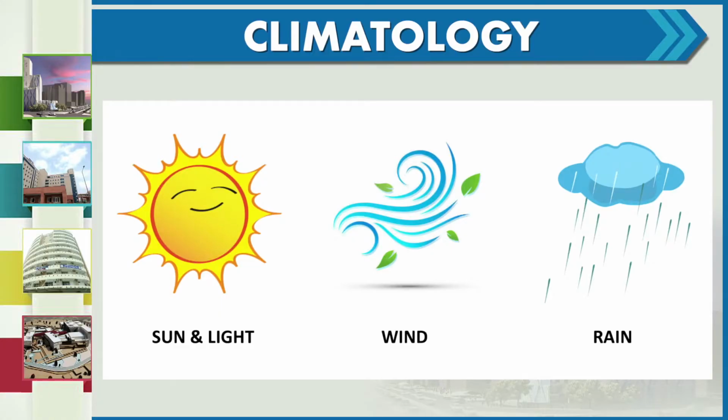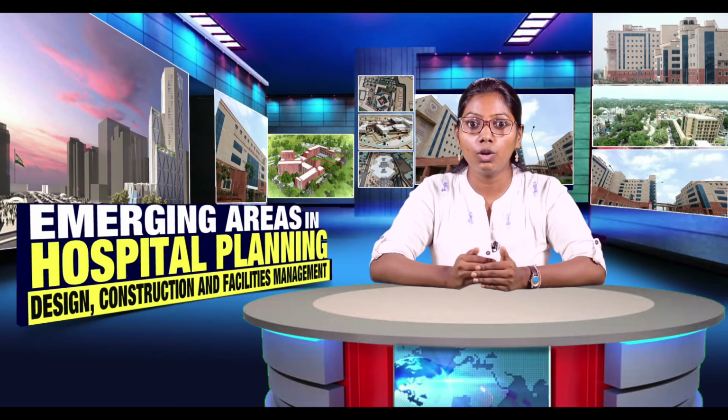Now coming to the climatology. Climatology in building or site planning is all about understanding the sun and light, wind patterns and the rain. We have to understand the various climatic zones in India. Working on any site requires understanding the climatic condition of the site in which it is located.